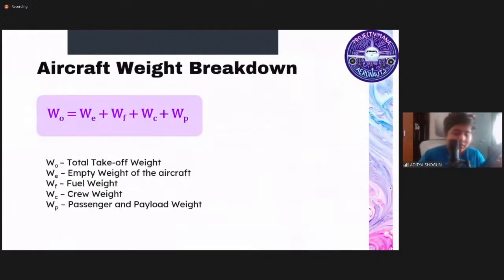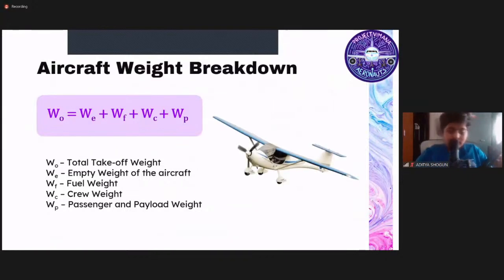The max takeoff weight is broken down into the empty weight, fuel weight, crew weight, and the payload weight. So basically the max takeoff weight equals empty weight plus fuel weight plus crew weight plus the payload weight.